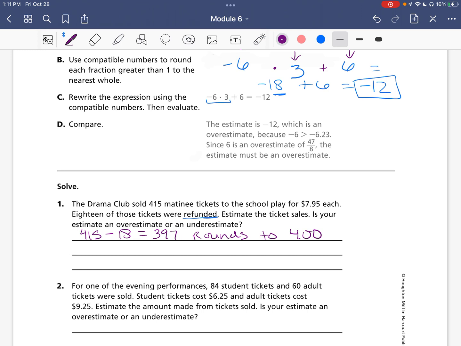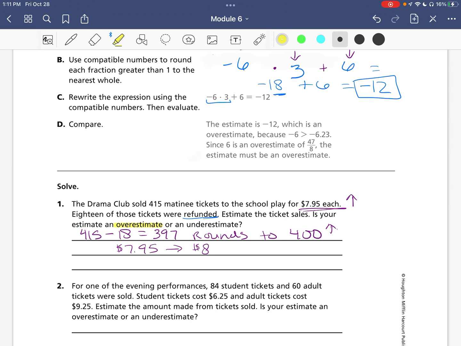And then our ticket cost is $7.95. So we can round that. We're going to round that to just an even $8. But we are going to round up. Okay, so we're rounding up from our $7.95 to $8. And then we rounded up with our ticket sales as well. So right off the bat, we're going to know that this is going to be an overestimate, because we're going up.